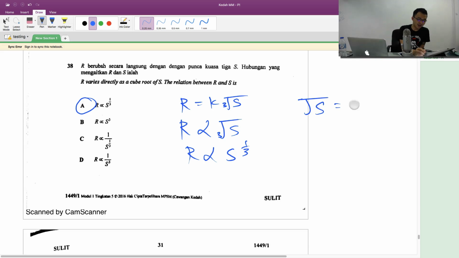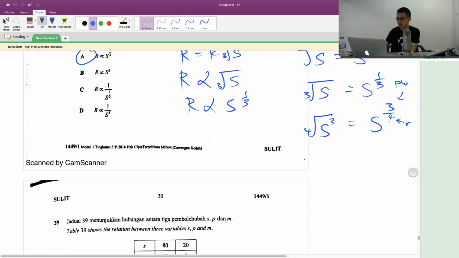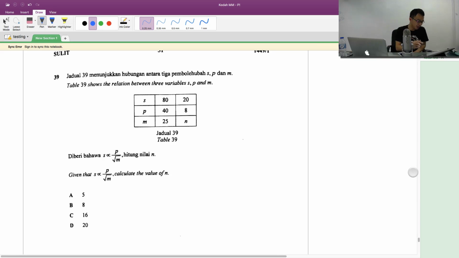Square root actually means power half. Cube root basically means power 1 over 3. If fourth root and power of 3, this one means power 3 over 4, because I said many times, the top one means power, the bottom one means root. Yeah, this is just some knowledge. Alright, so same thing.